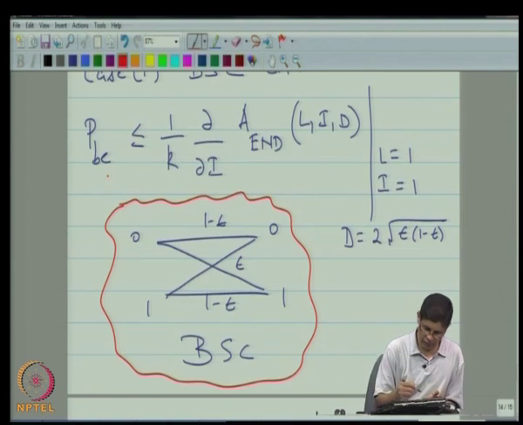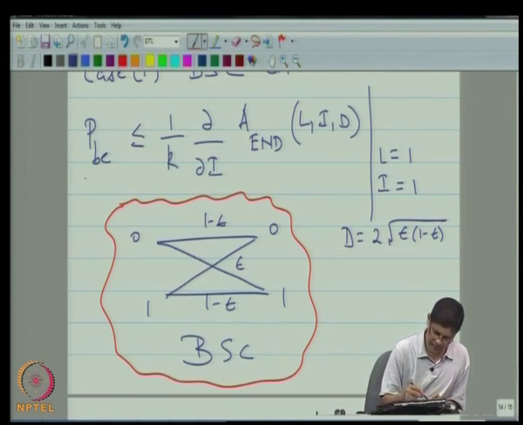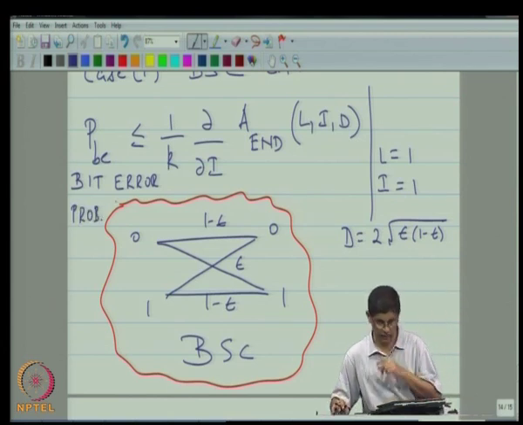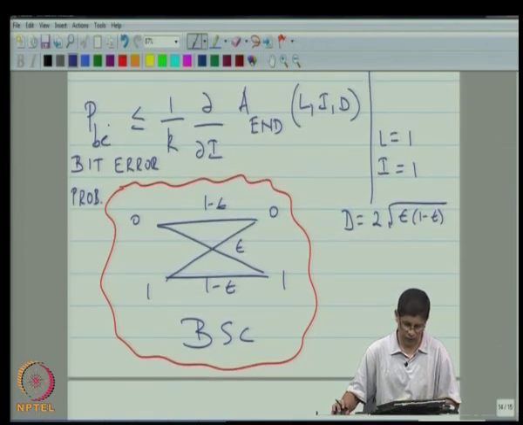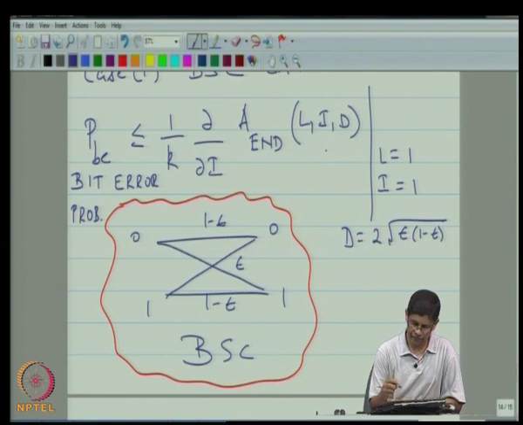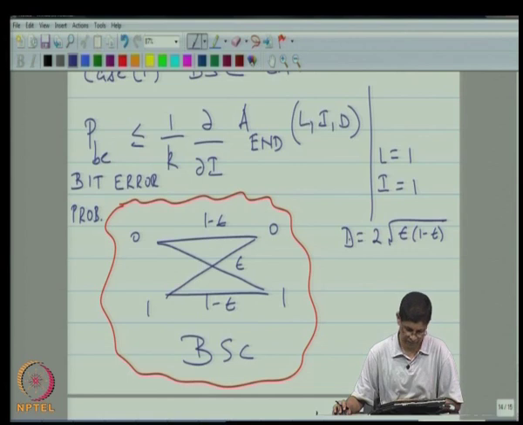Of course, what we mean by this is a reference to the bit error probability. Bit means message bit error probability. So, you take the derivative of A of L I D with respect to I, and then you set L equal to 1, I equal to 1, and D equal to 2 times square root of epsilon into 1 minus epsilon. Since L is not involved in the derivation, you can actually set L equal to 1 to begin with, but that's okay.